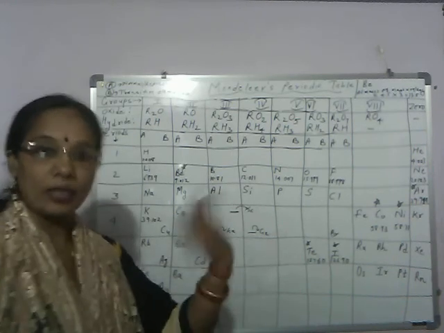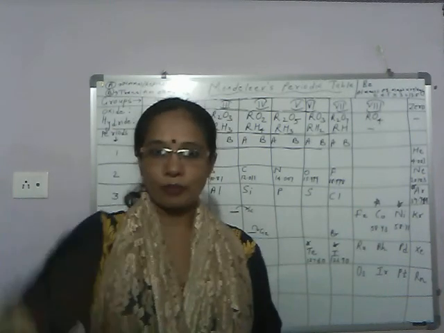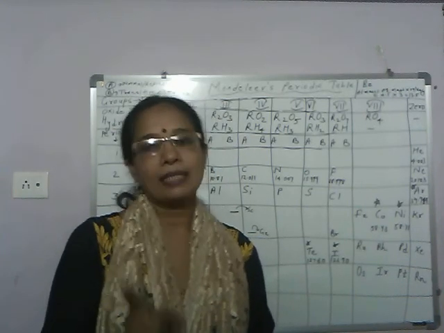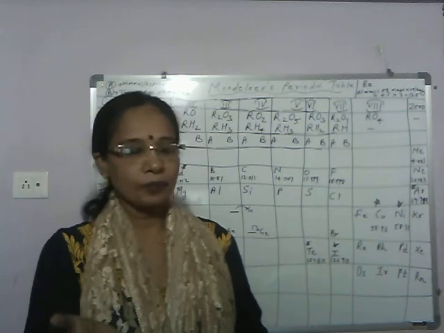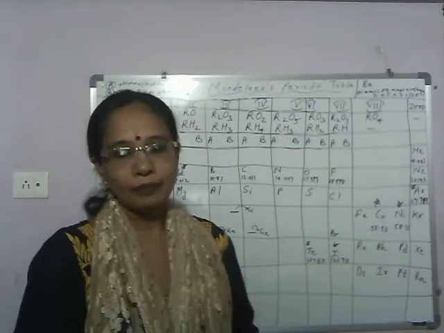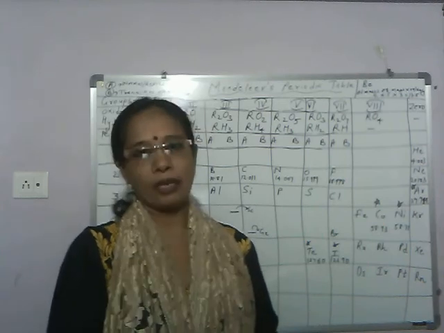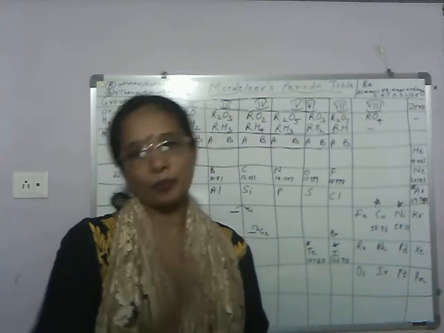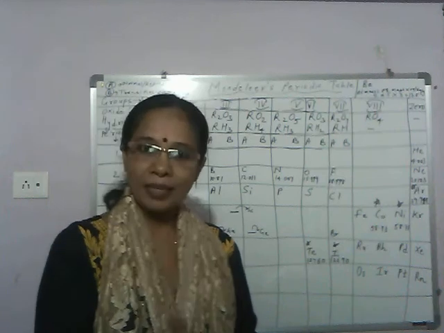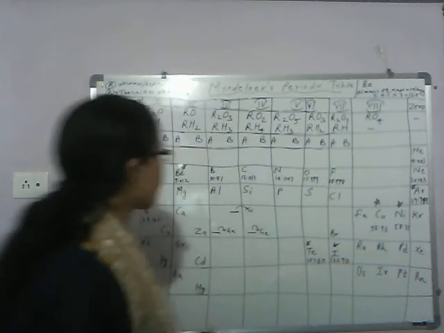This question comes, what are groups and what are periods? So what are groups? Vertical columns top to bottom in periodic table are called groups. And what are periods? Horizontal rows in periodic table are called periods. And in Mendeleev's periodic table, how many groups? 8 groups. And how many periods? 7 periods. Clear?